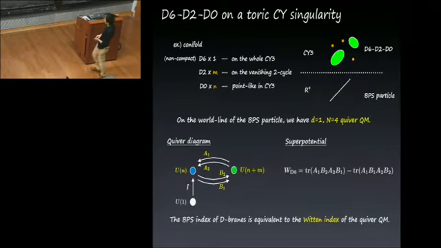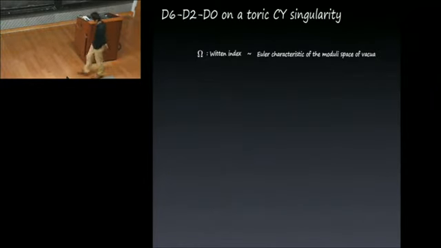And the question is, what is the BPS index? But in terms of the effective theory on the D-branes, the BPS index is equivalent to the Witten index of the theory. So our task is to evaluate the Witten index of this quiver quantum mechanics. So that's what I want to do. And the Witten index is roughly, up to sign, equivalent to the Euler characteristic of the moduli space of vacua.